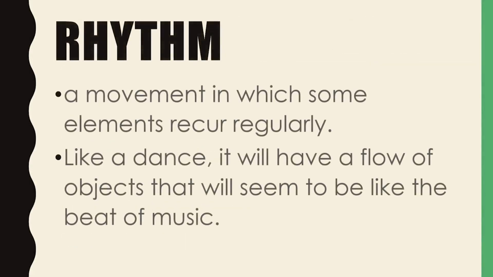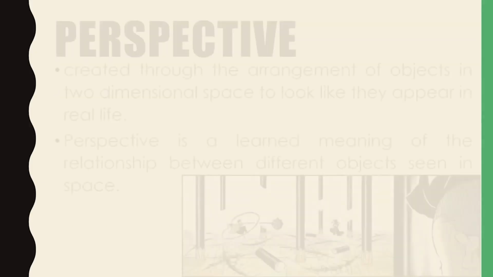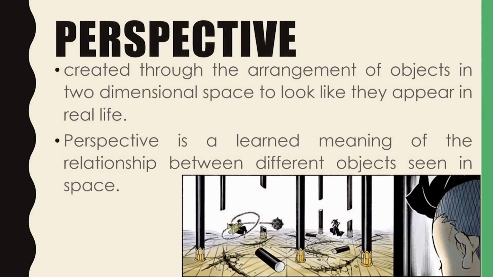Rhythm. It is a movement in which some elements recur regularly. Like a dance, it will have a flow of objects that will seem to be in the beat of a music. And lastly, perspective. Perspective is created through the arrangement of objects in two-dimensional space to look like they appear in real life. Perspective is a learned meaning of the relationship between different objects as seen in space.